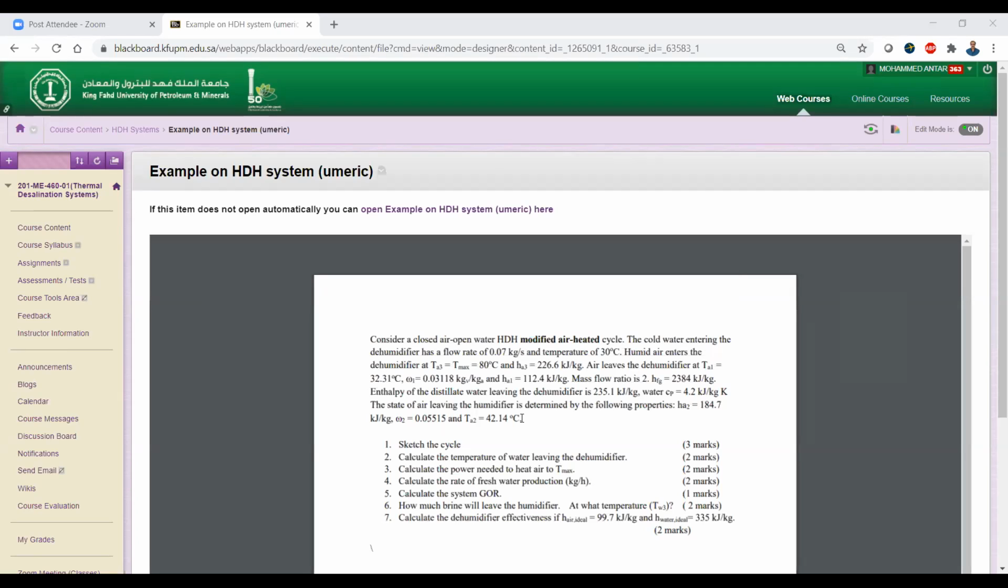So these are values that are given for a typical problem that you can see in a quiz or an exam. There are three types of HDH cycles that you might be exposed to: either the water heated cycle, or the air heated cycle, or this one, which is the modified air heated cycle.